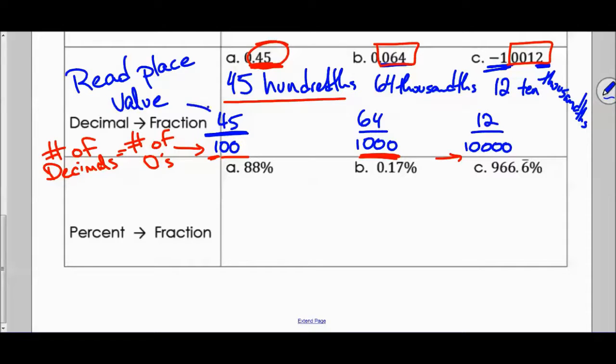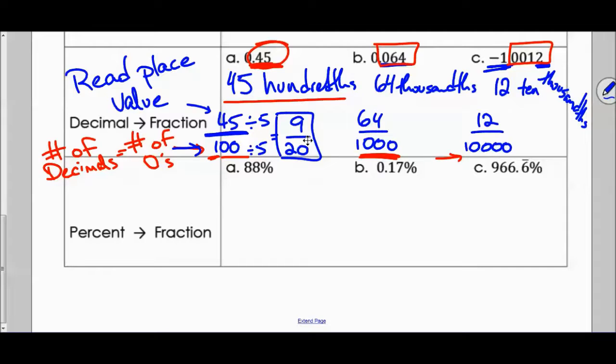I see that that ends in a 5, that ends in a 0. I know those are both divisible by 5. I'm going to divide by 5 on top and divide by 5 on the bottom. That would give me 9 out of 20. 45 divided by 5 is 9. 100 divided by 5 is 20.